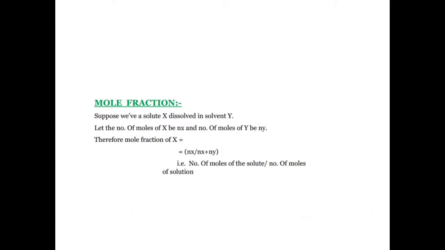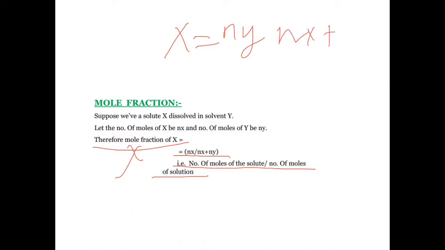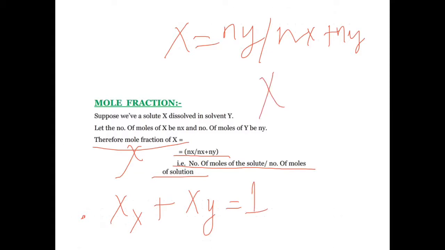Now to calculate the mole fraction of X, that is the solute, we have to divide the number of moles of the solute by the number of moles of the solution, that is Nx divided by Nx plus Ny. This mole fraction is represented by the symbol Xi. Similarly, we can calculate the mole fraction of the solvent as Ny divided by Nx plus Ny. A point to keep in mind is that the sum of the mole fractions of the solute and the solvent is always equal to 1. It means that the mole fraction of any component cannot be greater than 1. It is always less than 1.